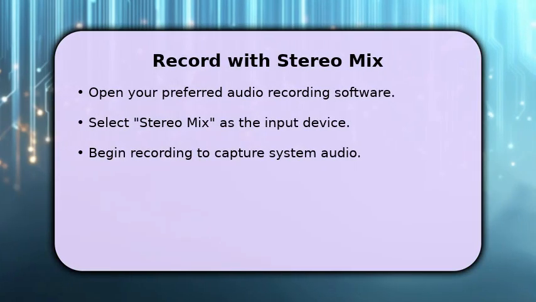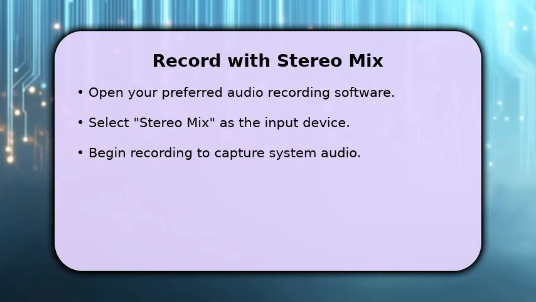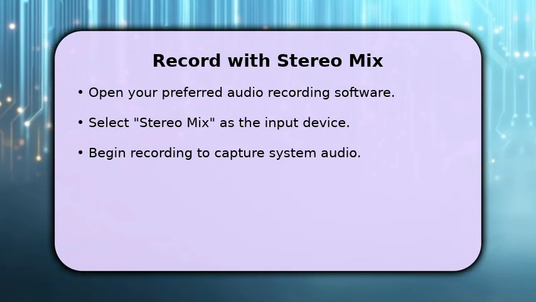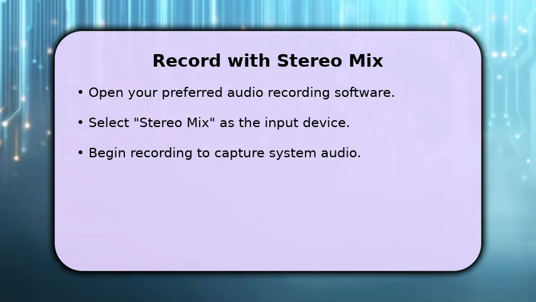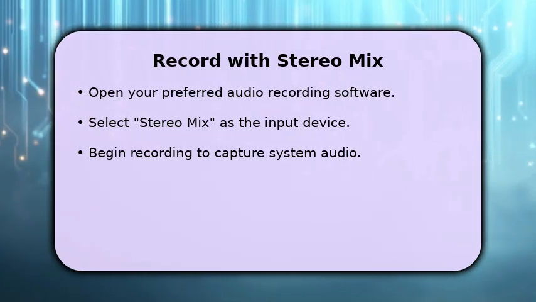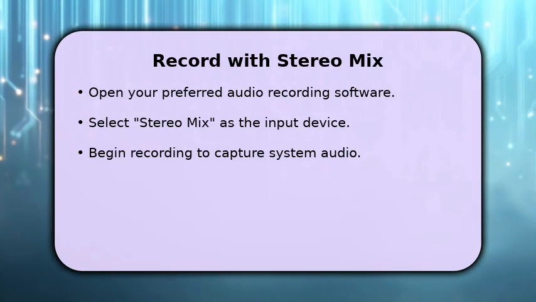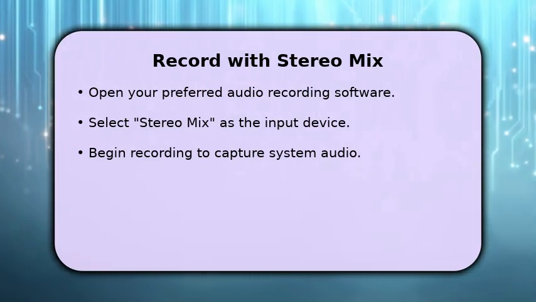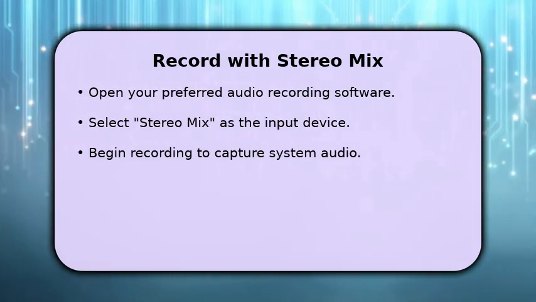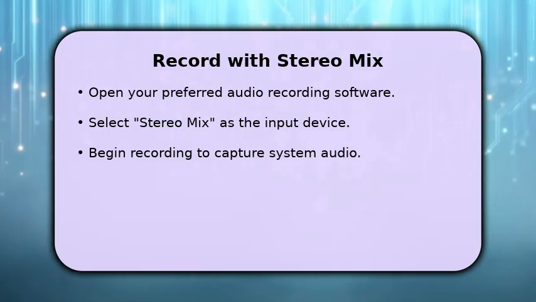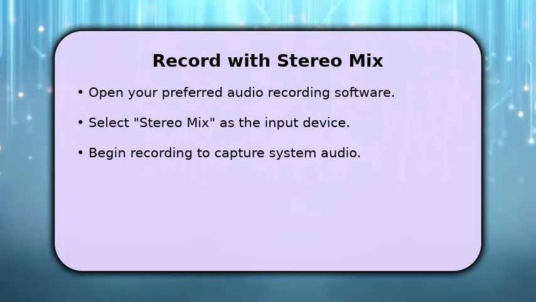With Stereo Mix enabled and configured, you are ready to record. Open your favorite audio recording application, such as Audacity or OBS Studio. Within the software's audio input settings, select Stereo Mix as your recording device. Now, any sound playing through your computer speakers will be captured directly. If your system does not support Stereo Mix, alternative third-party virtual audio cable software can provide similar functionality for your recording needs.